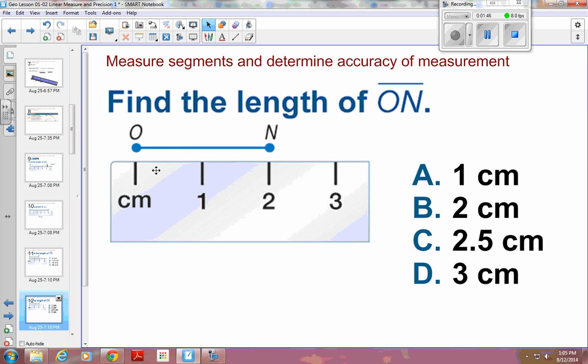And this one, again, we've got no little lines here, so we're measuring in centimeters. So 1 centimeter, 2 centimeters. So your best answer here would be 2 centimeters with your precision.